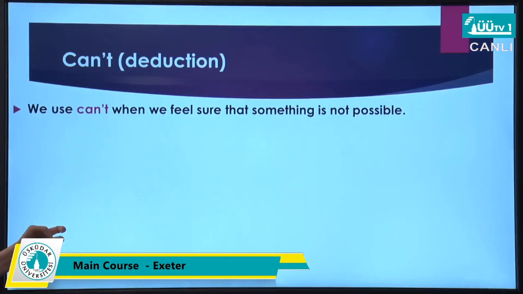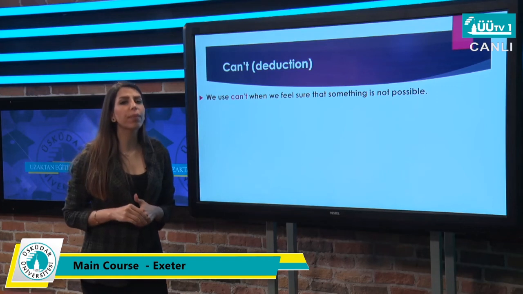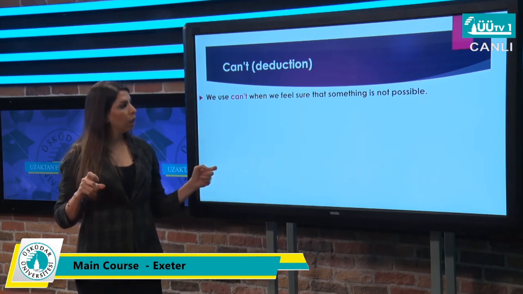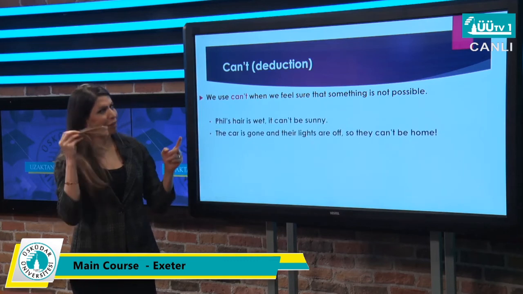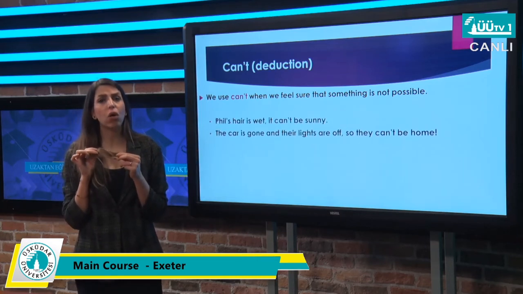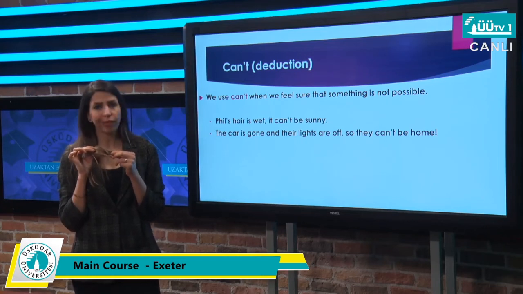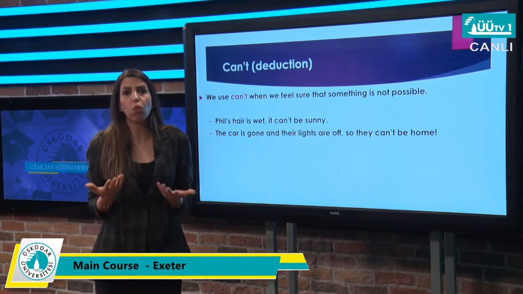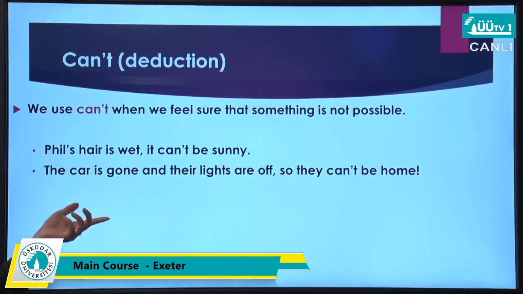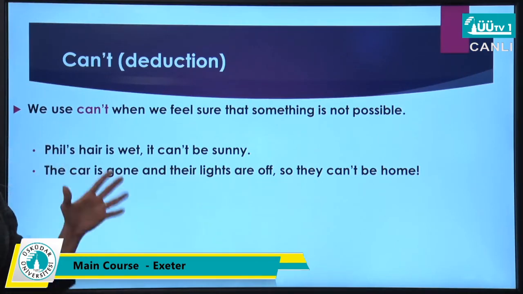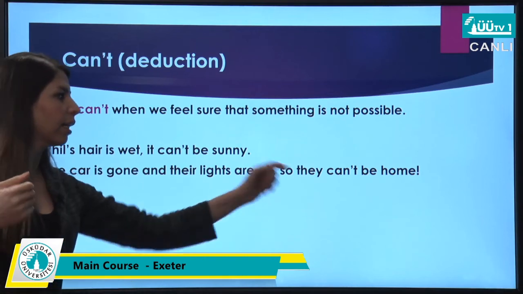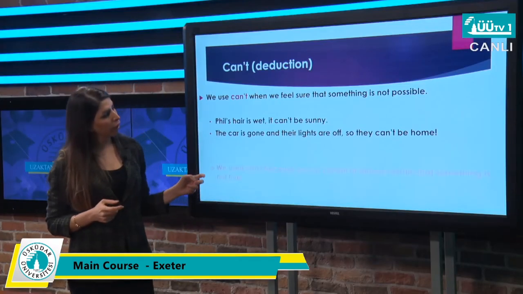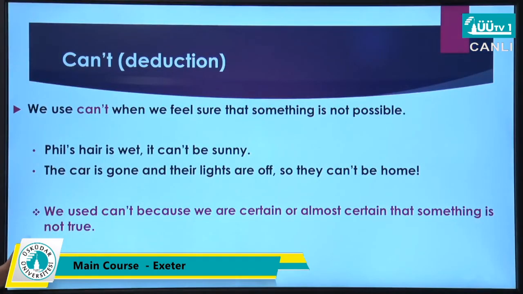So what about can't? As I told you earlier, we use can't when you are sure that something is not true. Look at these examples. Again, Phil's hair. Phil's hair is wet. Do you think that it is sunny? It can't be sunny. It can't be sunny because his hair is wet. Or the car is gone and their lights are off, so come up with a conclusion. Yes, they can't be home. So we use can't because we are certain or almost certain that something is not true.